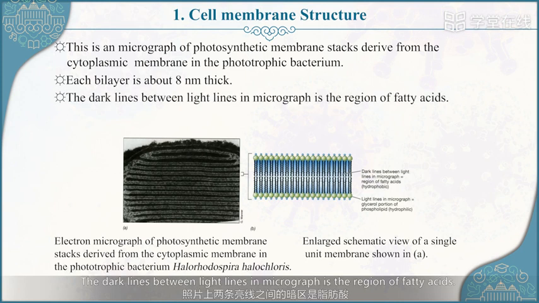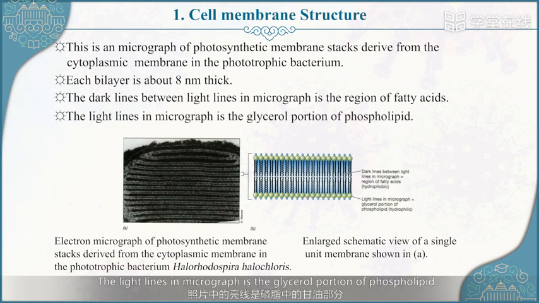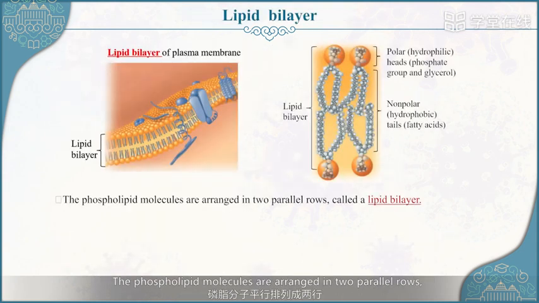The dark lines between light lines in the micrograph are a region of fatty acids. The light lines in the micrograph are the glycerol portion of phospholipid. The phospholipid molecules are arranged in two parallel rows, called a lipid bilayer.